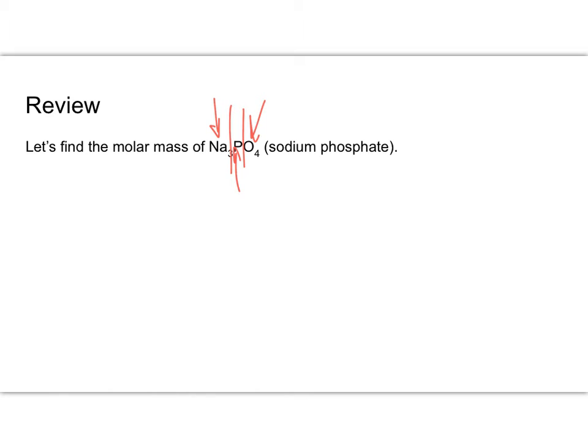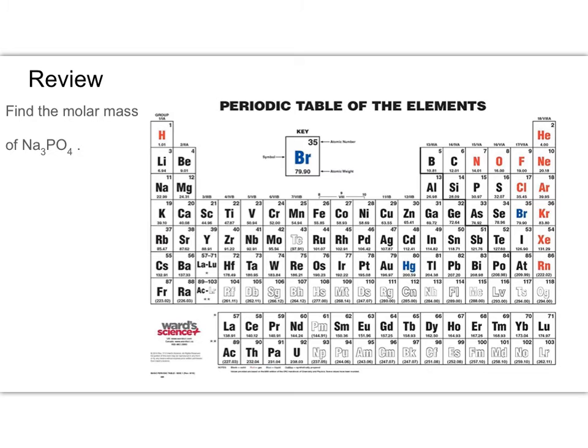So there's 3 different elements that we're going to look up, and then we're going to multiply the subscripts in the formula, which I covered up a little bit. There's a 3 and a 4 in here. We're going to multiply those subscripts times the mass of each element that they apply to. So let's take a look at that. We need a periodic table.